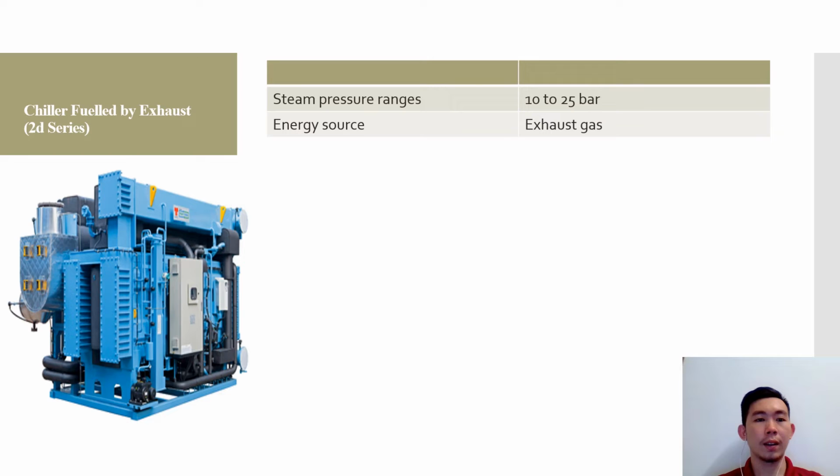Lastly is chiller fueled by exhaust. Steam pressure required is 10 to 25 bar and the energy source is exhaust gas.